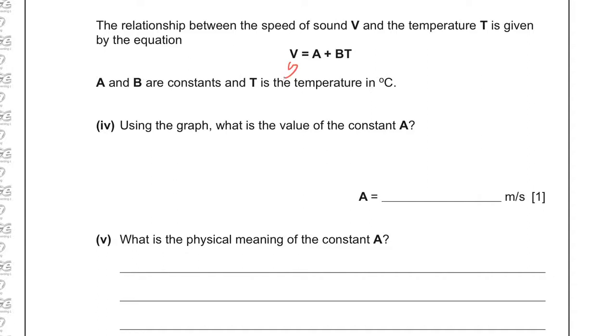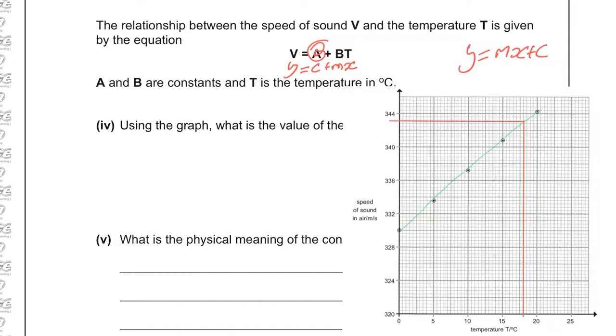Well, v is being plotted on the y-axis and temperature is being plotted on the x-axis. So this is a straight line where this is the intercept and this here is the gradient, because remember y equals mx plus c is the equation of a straight line. It's just written in a slightly different order, with this thing here being the y-intercept. So here's our graph, and as you can see, the y-intercept is here at a value exactly halfway between 328 and 332, so that's going to be 330.